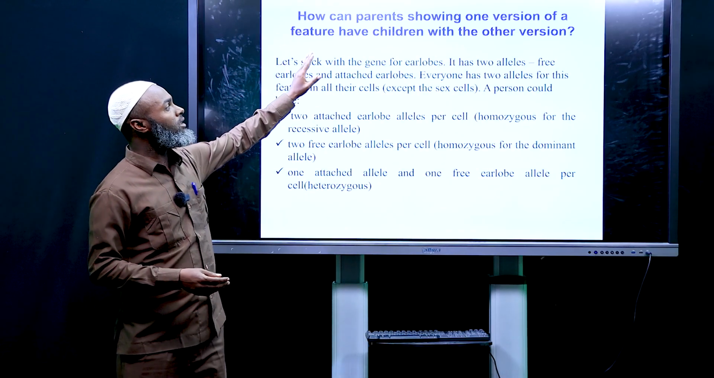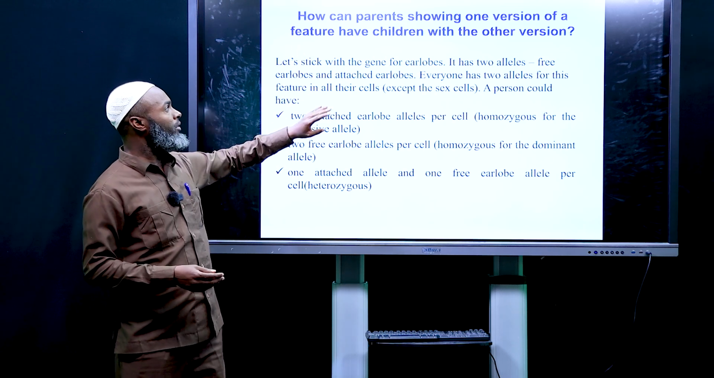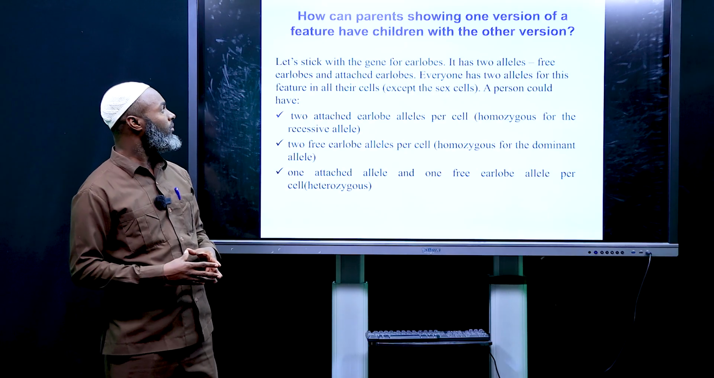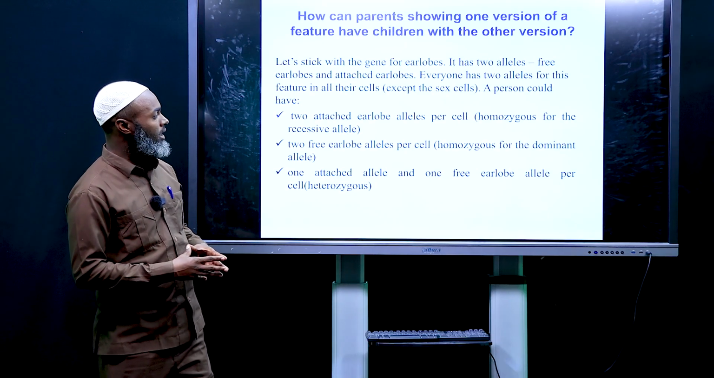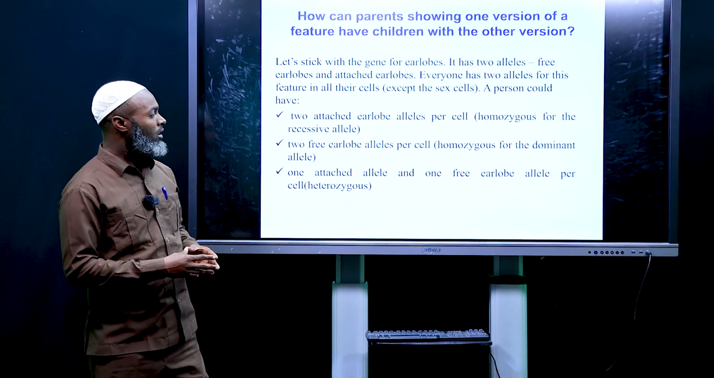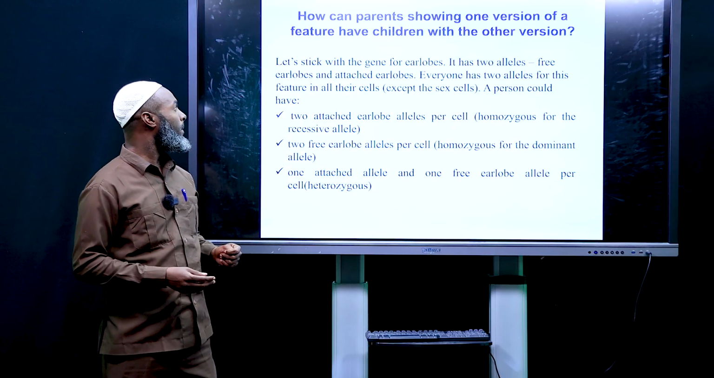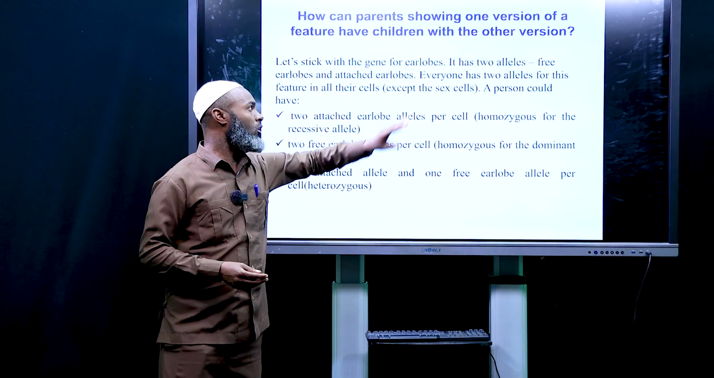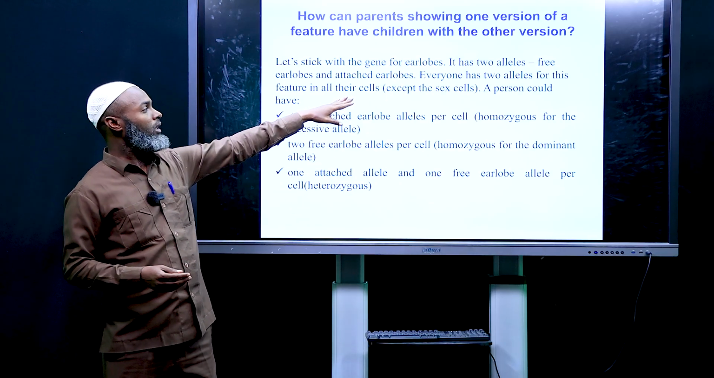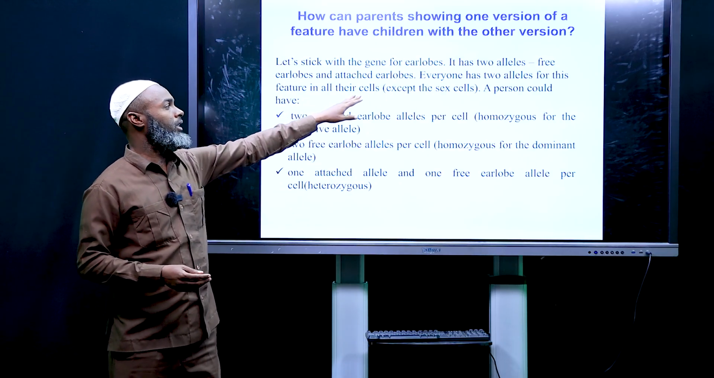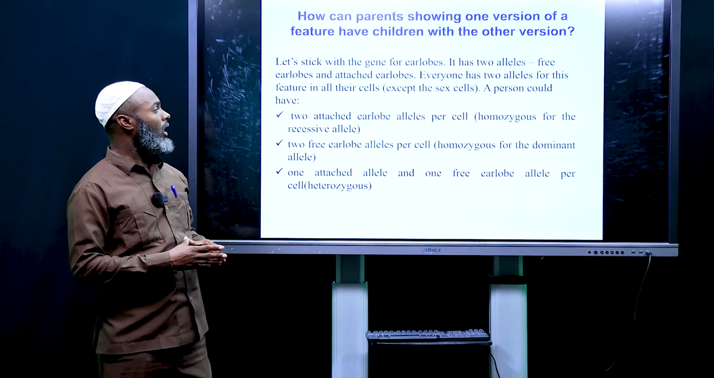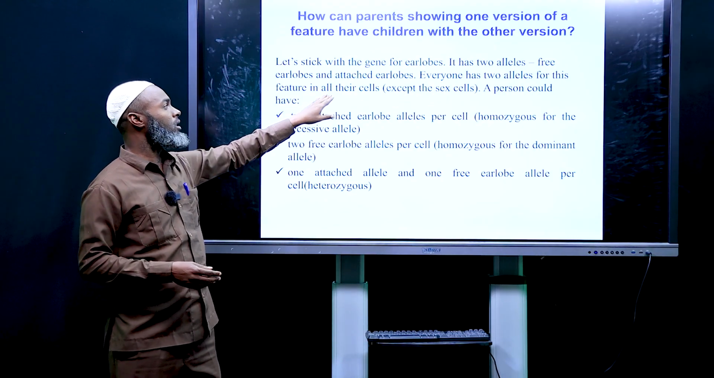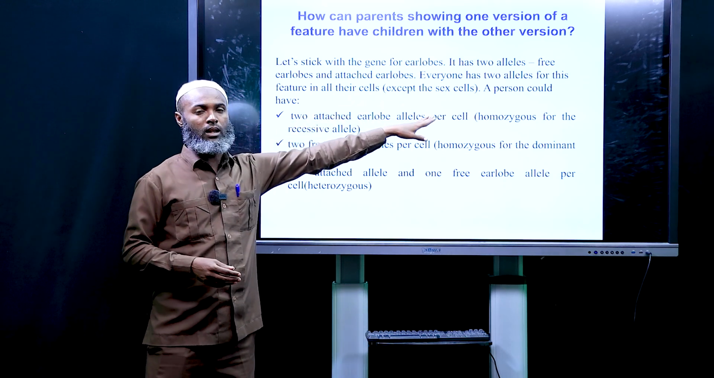Now let's see how parents showing one version of a feature can have children with the other version. Let's take an example, earlobe. So let's take an example of the gene for earlobe. It has 2 alleles, free earlobe and attached earlobe. These are the 2 alleles. Everyone has 2 alleles of this feature in all their cells except the sex cells.